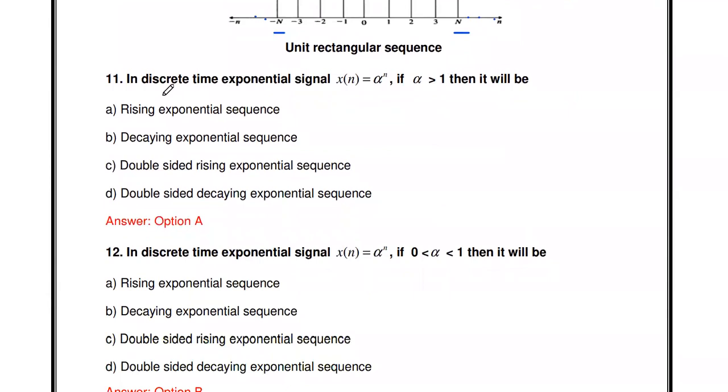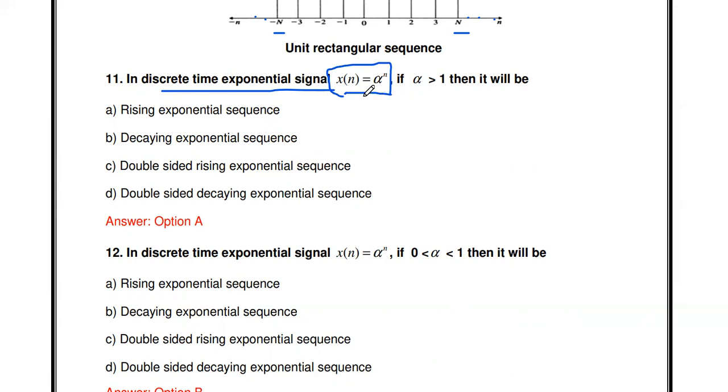Then the next one, the discrete time exponential signal. There is one more elementary signal, the exponential signal. The discrete exponential signal is of the form x of n equal to alpha power n. Instead of alpha, there may be some a or some constant given, so a power n. This is the formula for the discrete time exponential signal.